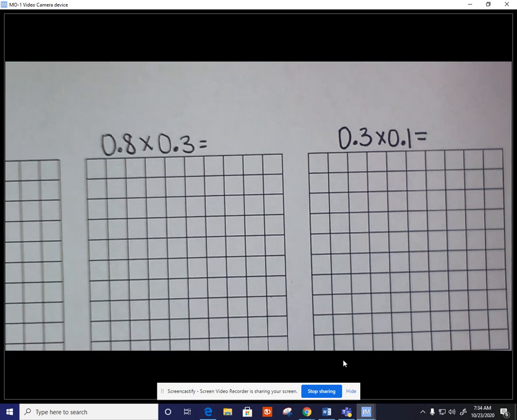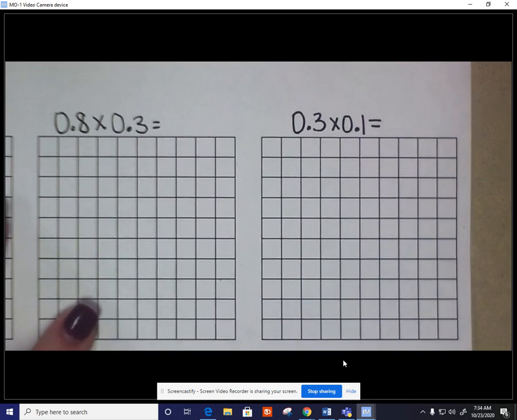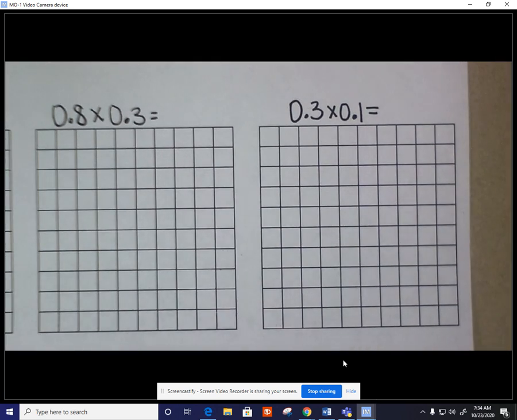All right, so we're going to practice how to multiply decimals using models. Before we start multiplying decimals, we want to model it first so we can get an understanding of how it works. Anytime you're multiplying anything, you're crossing it, or you're making groups of it.